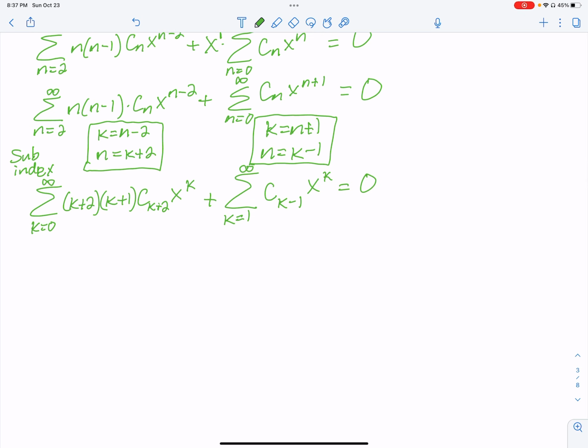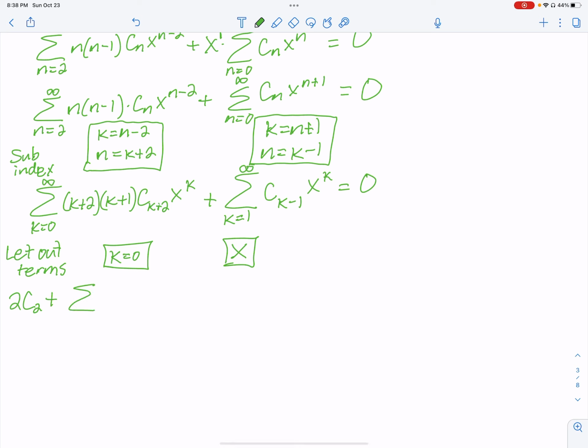So now the next step was to let out terms. If we need to, we do. We have a k equals 0 and a k equals 1. I can match them if I let out k equals 0 from this one. And then for this one, there's nothing, so put an x in that box. So that's that second line. Now I'm going to let out k equals 0 for the first one. So I get 2 c_2 x^0, which is 1. That's the only one I needed to let out. The other one had nothing.